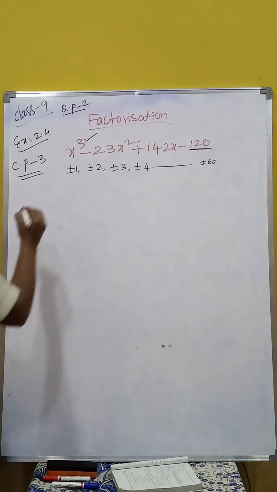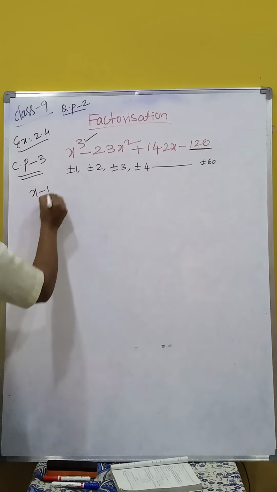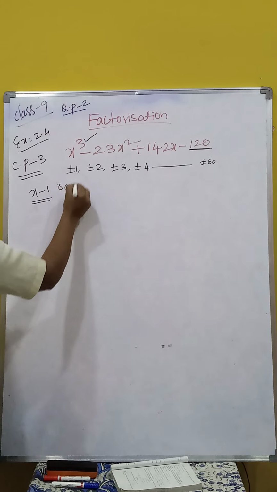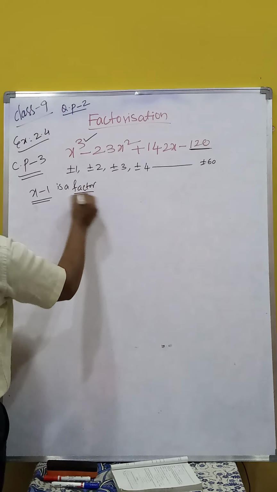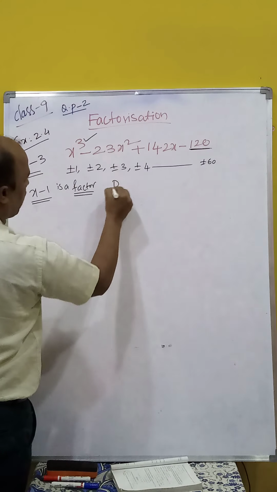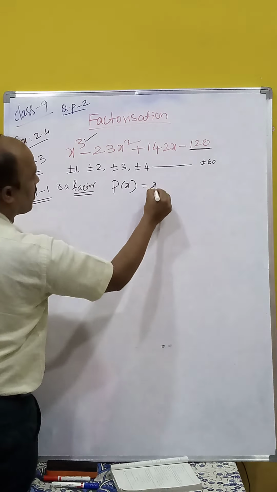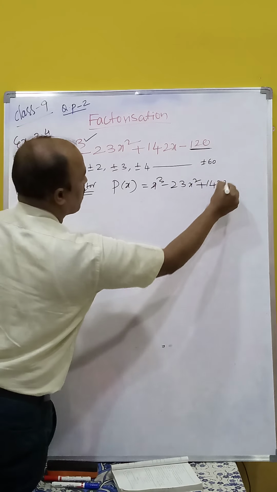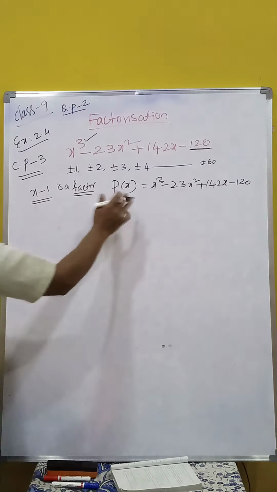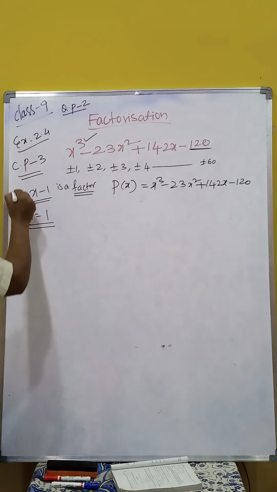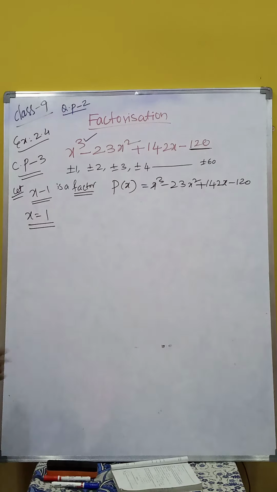In this, first I am assuming, suppose x minus 1, that means x is equal to 1. x minus 1 is a factor. Just I am assuming it is. Whatever the given polynomial, you take as p of x is equal to x cube minus 23x square plus 142x minus 120. In this, x minus 1 is a factor means what is x value here? 1. I am assuming let x minus 1 is a factor, then x minus 1 is equal to 0, then x is equal to 1.